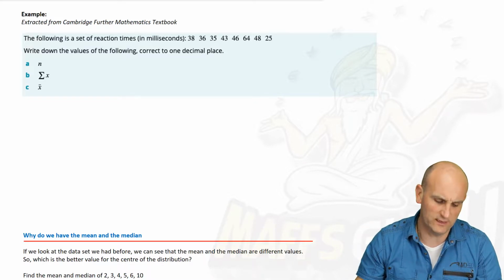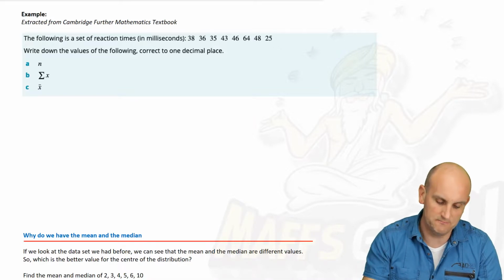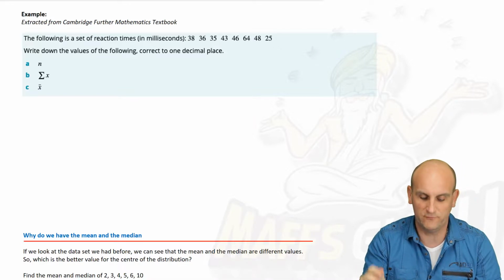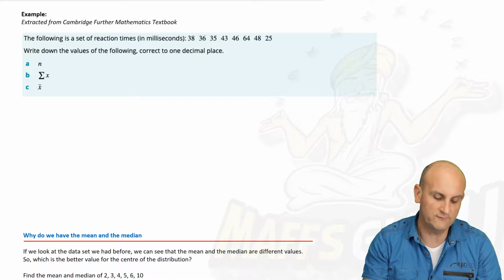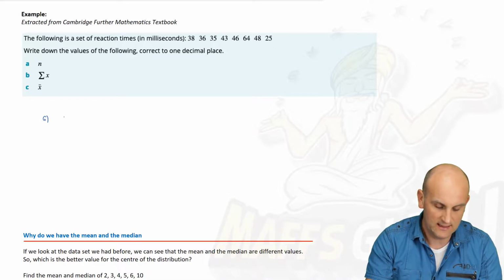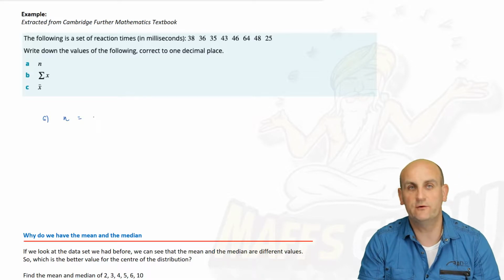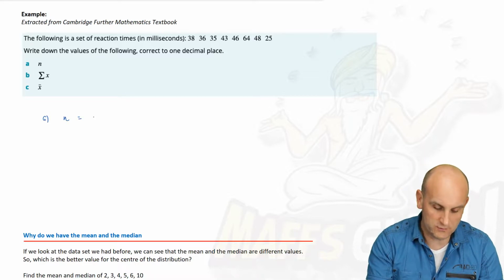Okay, so the following is a set of reaction times in milliseconds: 38, 36, 35, 44, and so on. Write down the values of the following correct to one decimal place. So A, n. What did n stand for? The number of terms. 1, 2, 3, 4, 5, 6, 7, 8. So n is 8.